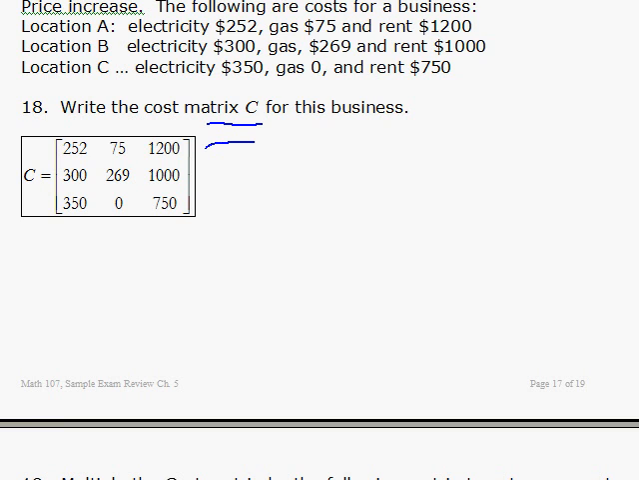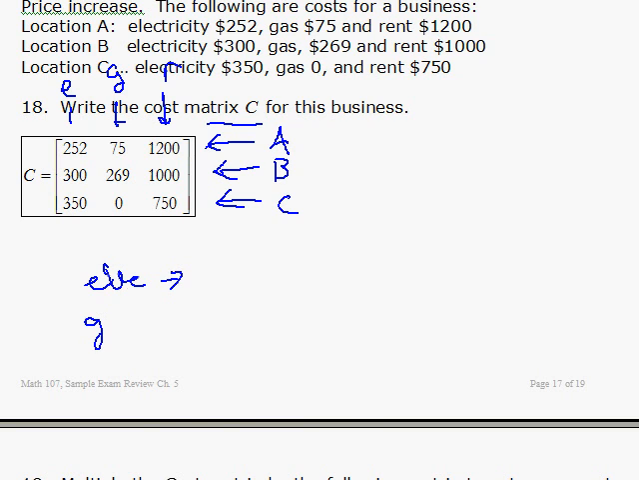In this particular case, the rows were selected for the location. Location A, location B, location C, and here's your electricity, here's the gas, and here's the rent. It could have been written differently, with electricity on the first row, gas here, and rent here, and then the columns could be A, B, C. So however you do it is how you do it, but you're going to have to interpret the results later.